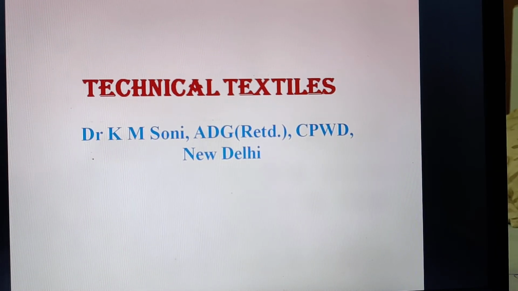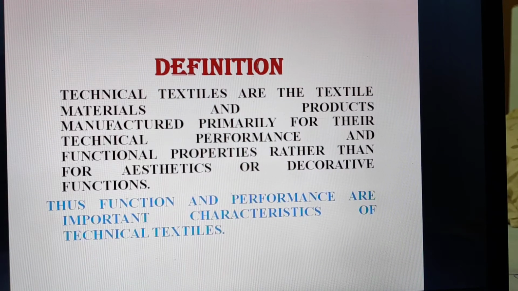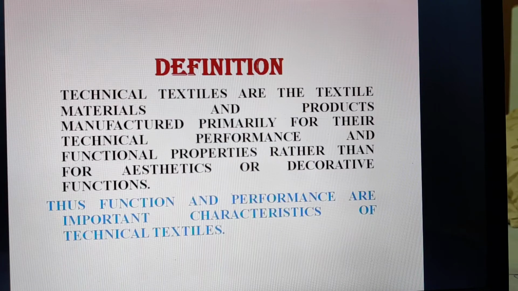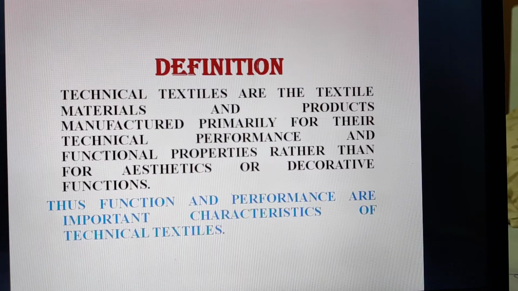Today we will talk on technical textiles. As per the definition, technical textiles are the textile materials and products manufactured primarily for their technical performance and functional properties rather than for aesthetics or decorative functions. Therefore, function and performance are the two important properties, and these characteristics of technical textiles make them different from ordinary textiles.